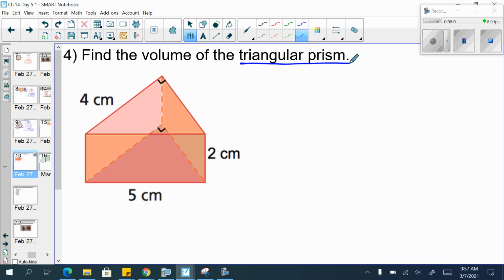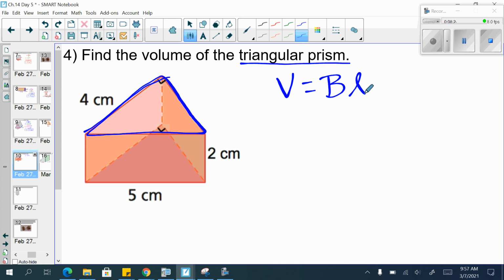Okay, we have another triangular prism. So focus on just the base first. Doesn't matter if you look at the bottom of it or the top of it, because the bases are the same shape, right? So our formula requires us to find the area of that base and then multiply it by the height or the length of the prism, okay? So again, let's just talk about this part first. The area of this base or the top is a triangle, so we're going to have to do 1/2 times base times height. So what do you think the base and height are of this triangle?